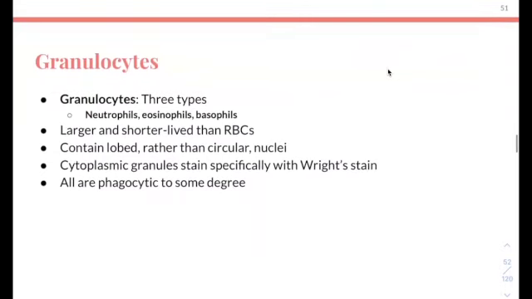So granulocytes are those neutrophils, eosinophils, and basophils. Their lifespan is a lot shorter than red blood cells. They're also a lot bigger than red blood cells. So as I said, they have a lobed nucleus. The type of stain that they use is called a Wright's stain. You don't need to know that. Just if you ever work in a lab where you're using dye to find things, that's just the dye that you would use. All three granulocytes are phagocytic to some degree.